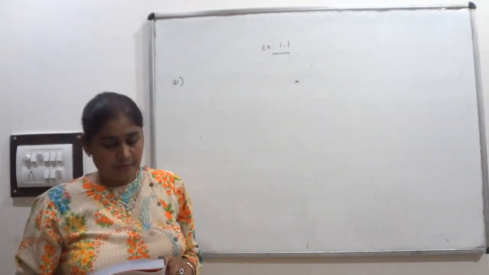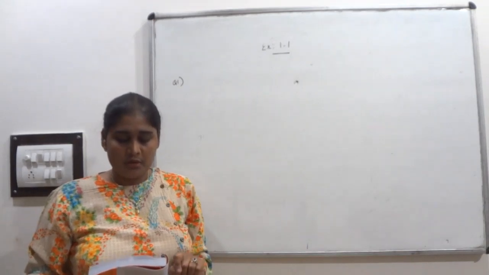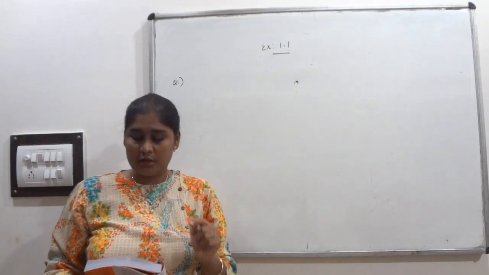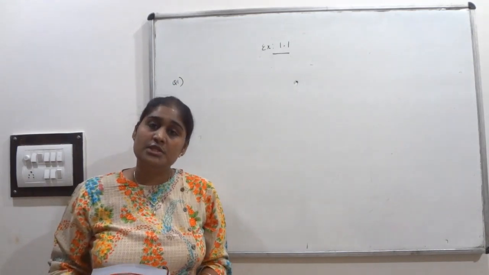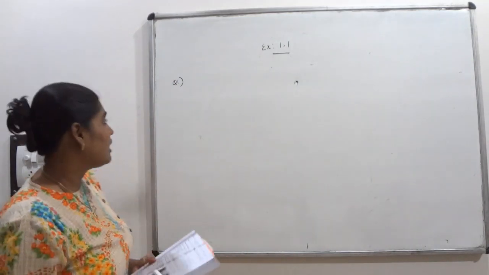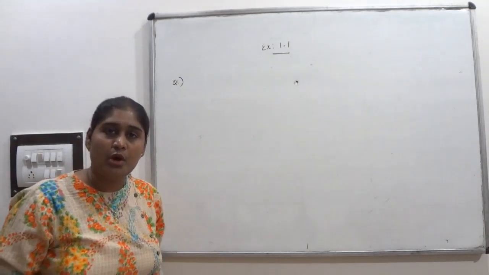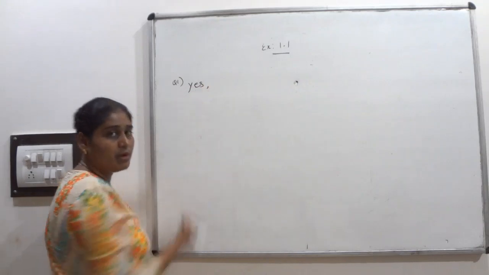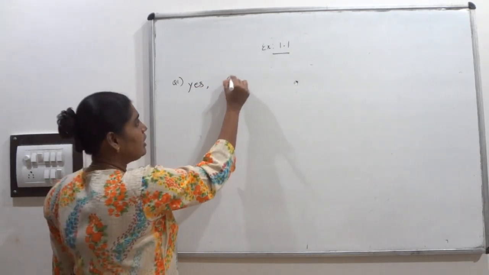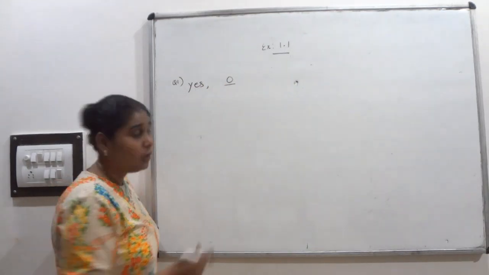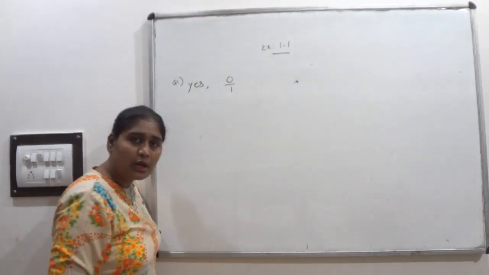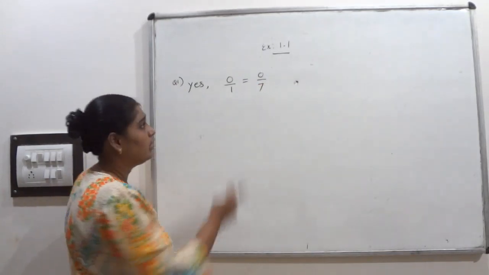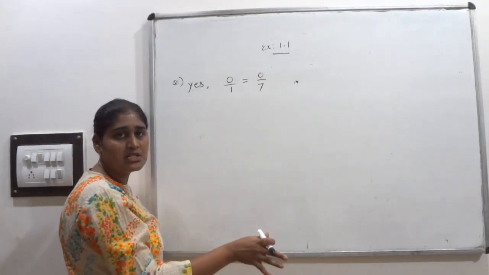First question. Is 0 a rational number? Can you write it in the form of p by q, where p and q are integers and q is not equal to 0? So they are asking whether 0 is a rational number or not. See, definitely yes, it is a rational number. Why? The 0 we can write in the form of p by q. 0 upon 1 can you write? 0 upon 7 you can write. Why? 0 upon any value will be 0 only.